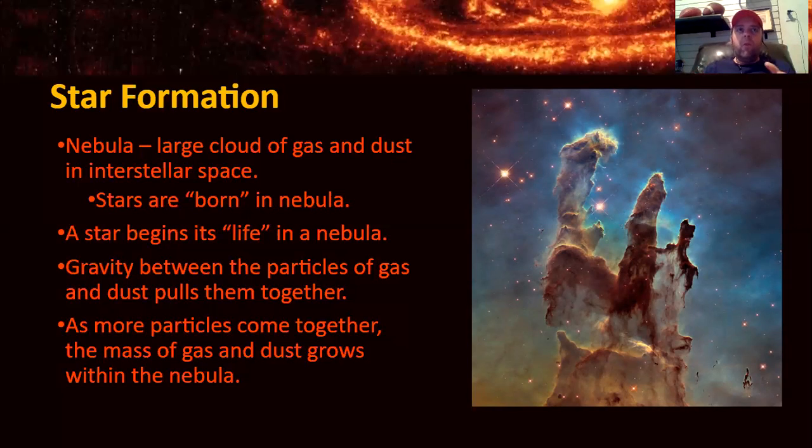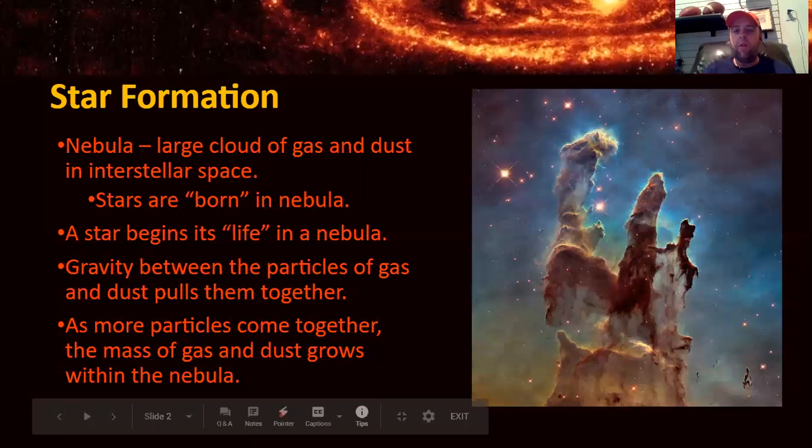As the object gets larger, it has more gravity as it pulls more things in. It's kind of like a feedback loop. As it gets larger, it has more gravity, it crunches down. As it crunches down, it has more gravity, it pulls more things in, crunches down more. So as more and more particles come together, the mass of gas and dust starts to grow.